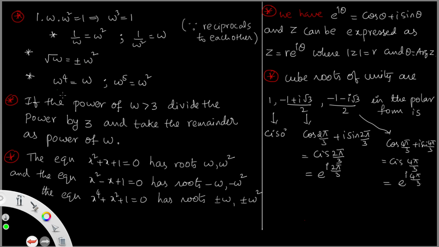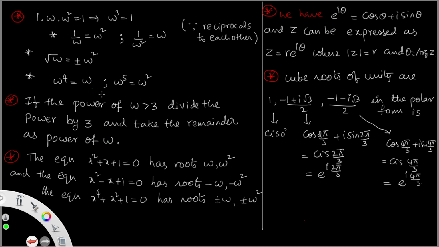Omega power 4 equals omega cube into omega. Omega cube is always 1, so 1 into omega, that is omega power 4. So omega power 4 becomes omega, and omega power 5 is nothing but omega square. So if the power is a small number like 4, 5, 6, but if the power of omega is greater than 3, then divide the power by 3 and take the remainder as the power of omega. This is the shortcut way of finding these values.